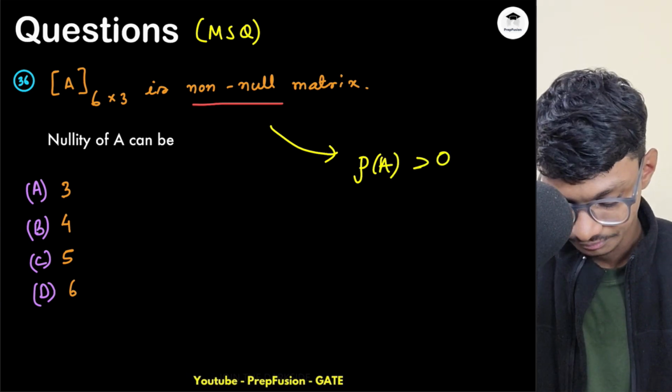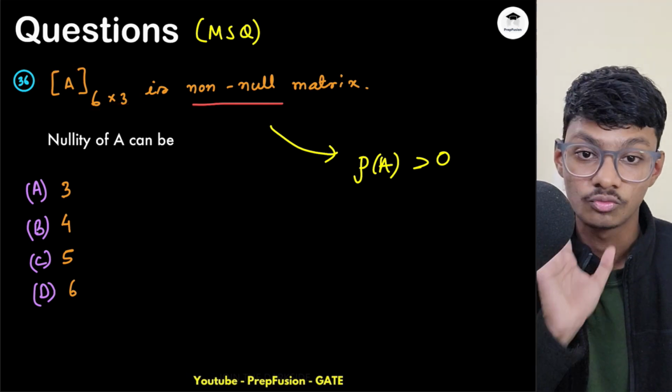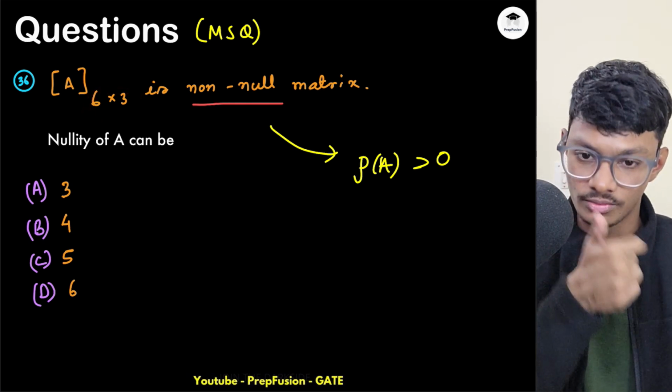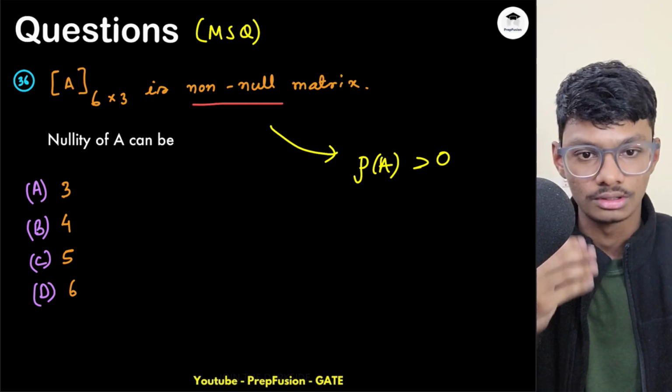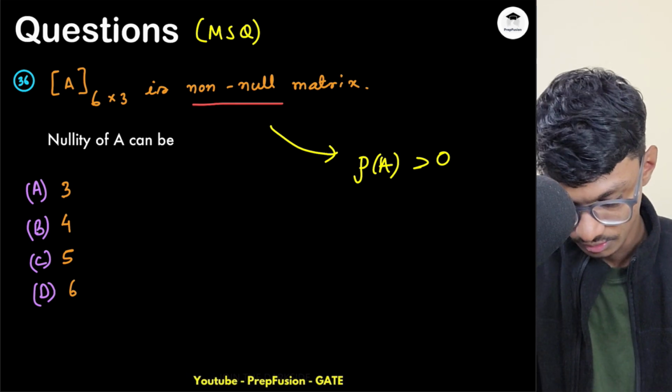Now this is A, 6 cross 3, right? So what can be the maximum value of rank? The maximum value of rank will be the minimum of 3 and 6. So basically here it will be 3. It will be 3. So let me go back to here.